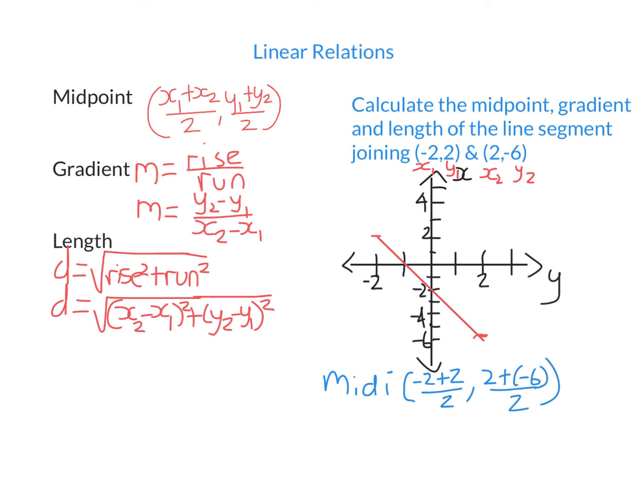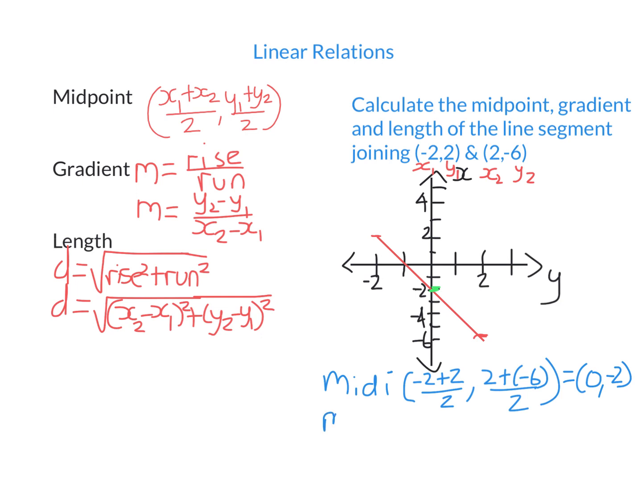Now, if you want to use your calculator, you need to put in this first. So if you put that, you get 0. And then you put in this second. So you should get minus 2. So the midpoint is 0, negative 2. That means here, 0, negative 2 is the point halfway along the line segment. All right, let's now look at the gradient.